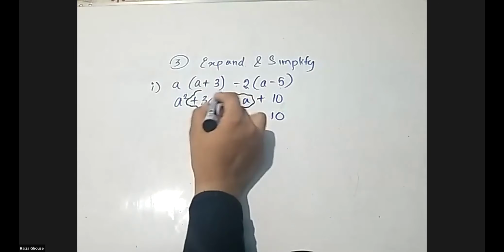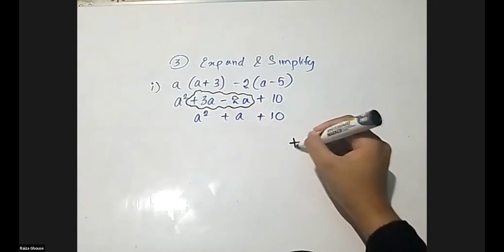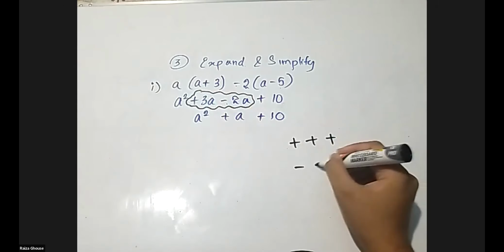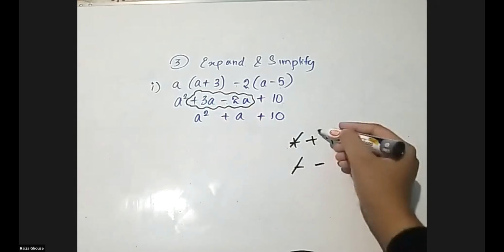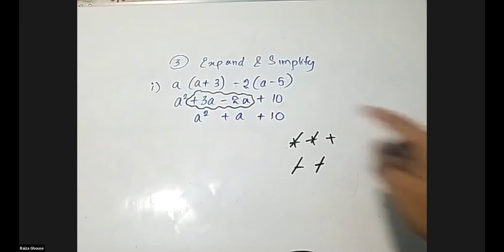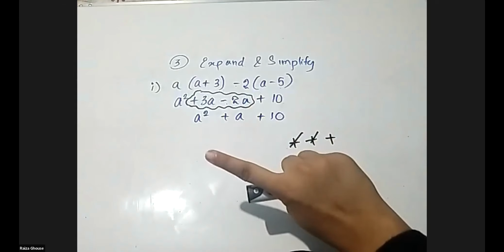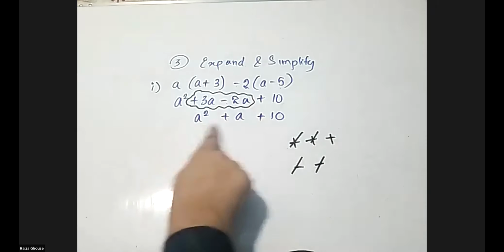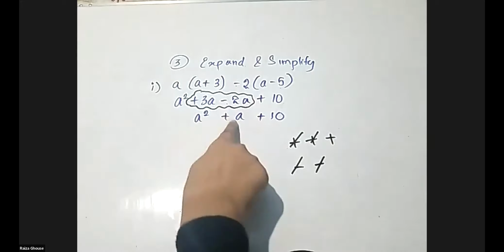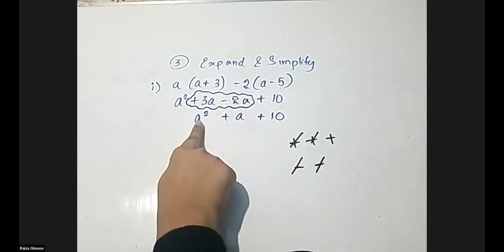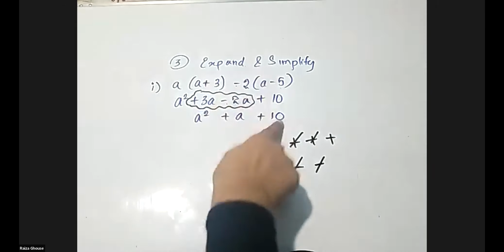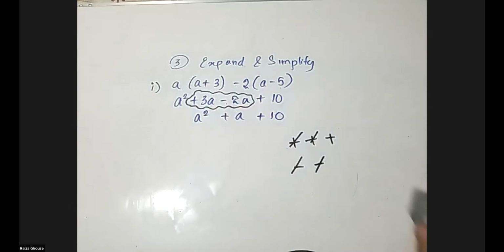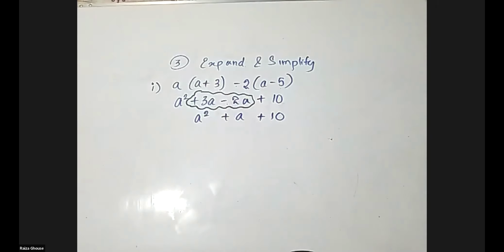This is like terms. If you have positive 3A and negative 2A, answer will be a positive answer, because 3A minus 2A is 1A, and this will be your final answer. No more, you can't add them because they are unlike terms. This is a square term, this is a single term, this is a number. You can't do anything more. Final answer is this. Clear? Copy down this one and do the next one. I'll put it on the board.